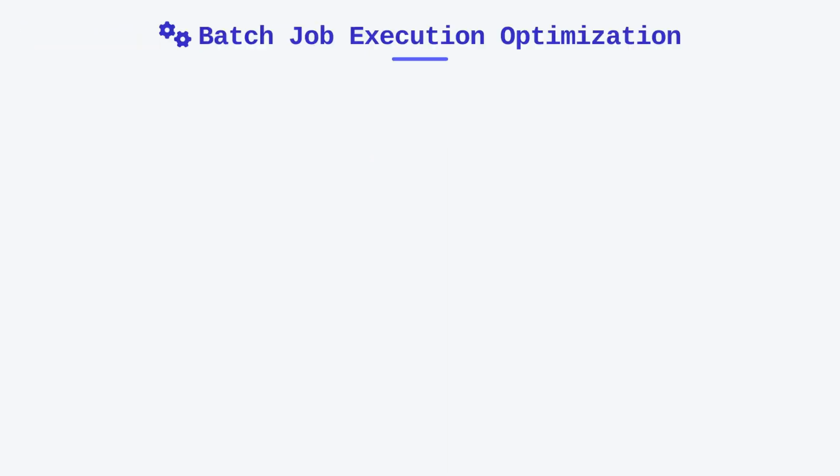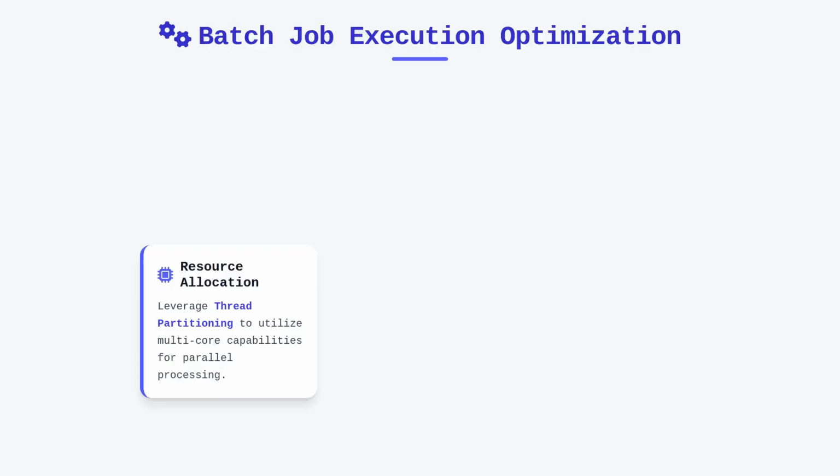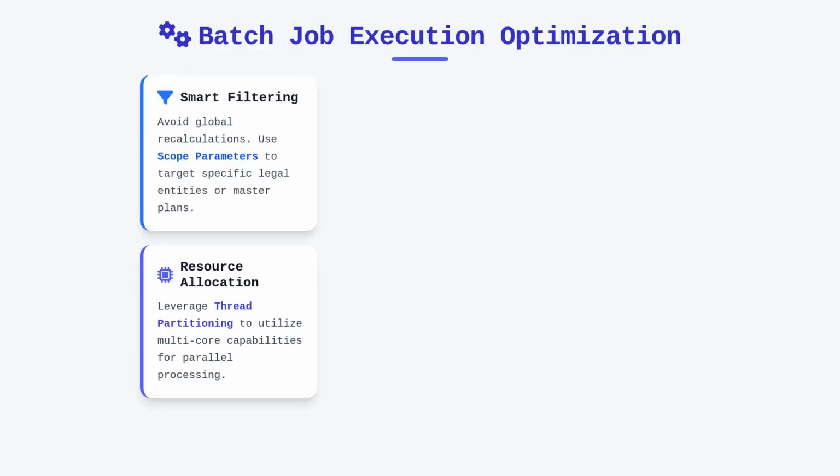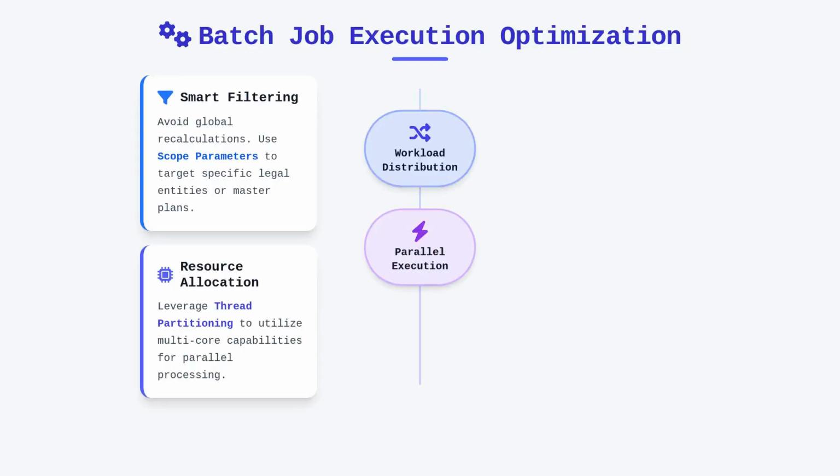Configuring the execution of these batch jobs requires a pragmatic approach to resource allocation, specifically regarding thread partitioning and filtering. By defining specific scope parameters, we can instruct the planning optimization service to focus only on those legal entities or specific master plans that require updates, rather than running a global recalculation that might be redundant. If you have a large multi-site deployment, you might partition these tasks to run in parallel, effectively using the server's multi-core capabilities to reduce total duration.